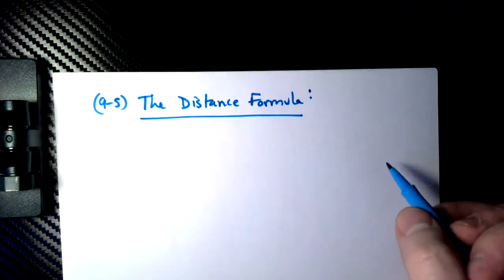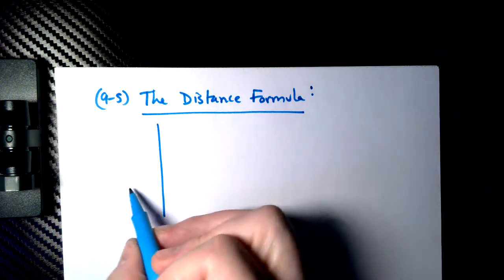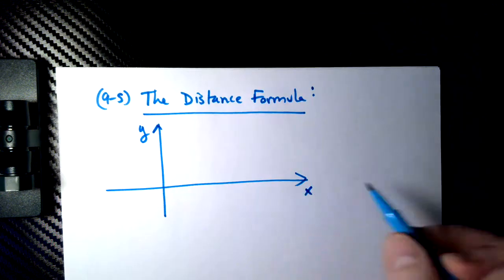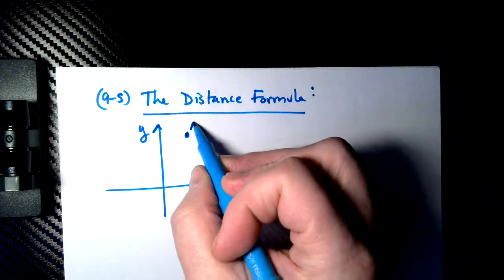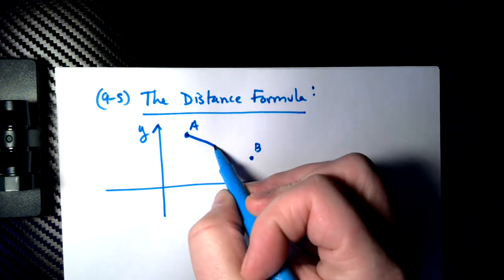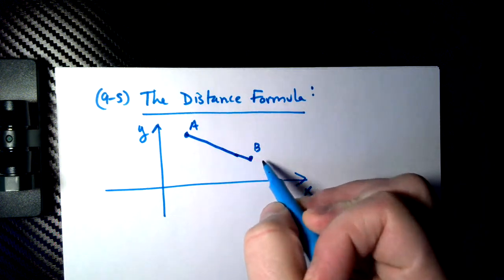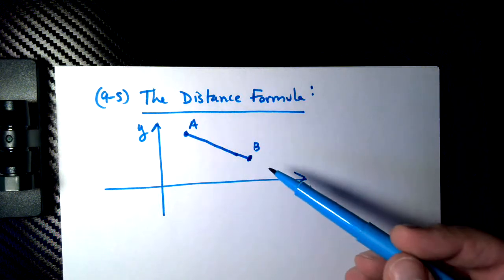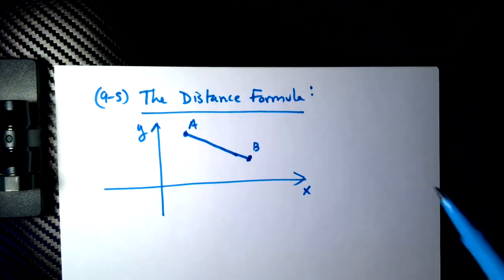The distance formula. So this is like on an XY coordinate grid. This is Y, this is X. And I give you a point here, let's say it's A. Point here, let's say it's B. We draw a segment in between, and we say, hey, what's the length? What's the distance between those two points?